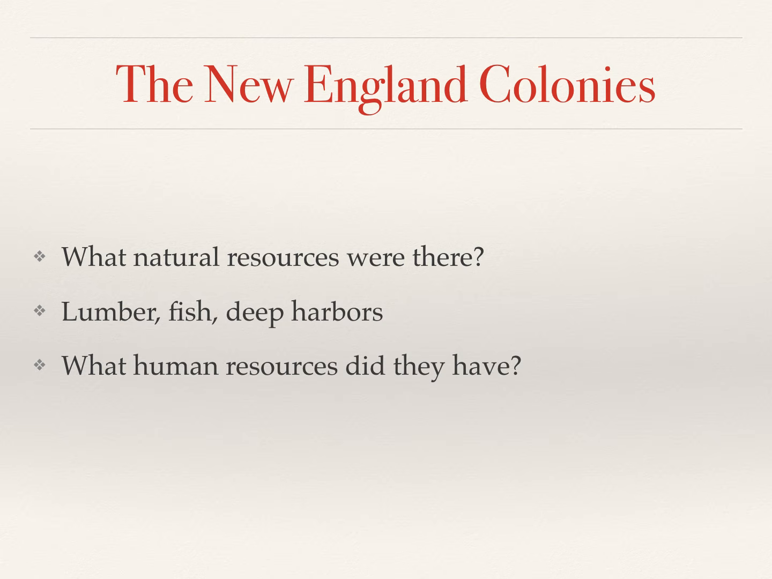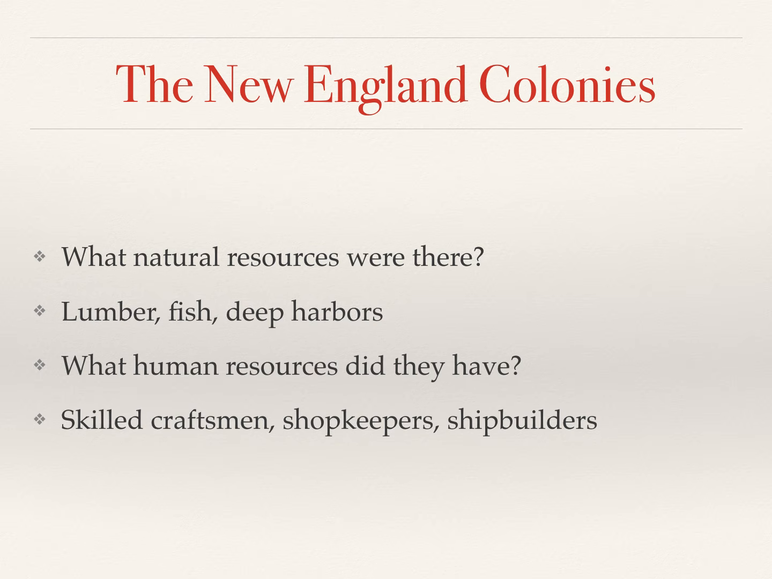What sort of human resources did they have? Skilled craftsmen, shopkeepers, and shipbuilders. And this is not a full list. It's not like these are the only things they have, but these are some of the most important. Skilled craftsmen are going to be able to make things. Shopkeepers will run shops and trade and sell goods, and shipbuilders will take all of that lumber and make ships out of it.